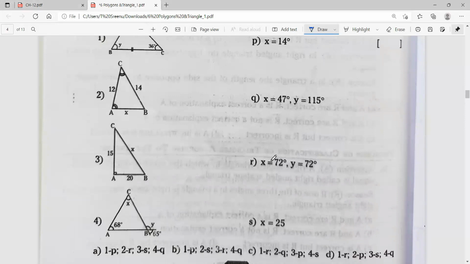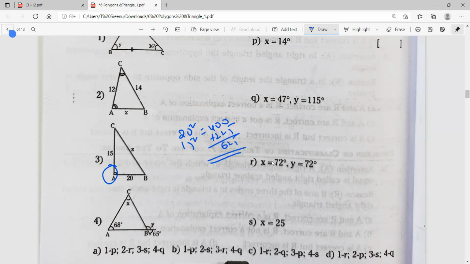The third answer is 20, 15. This is the right angle triangle. You can take 20 square plus 15 square, 400 plus 225, 625. 625 is 25 square. So the answer is 25. x is 25.